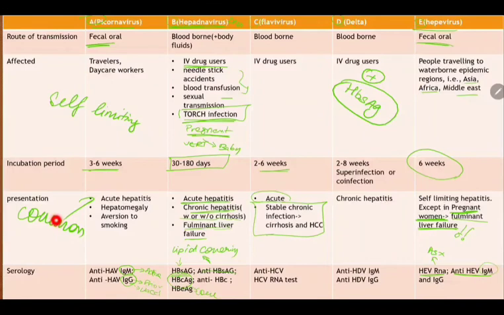If there is, it will present either as a co-infection or a superinfection within 2 to 8 weeks. Superinfection is more worrisome and therefore has a worse prognosis. It can lead to chronic hepatitis naturally, and it will have anti-HDV IgM and anti-HDV IgG immunoglobulins. And both of them, in this case specifically, are for active infection.